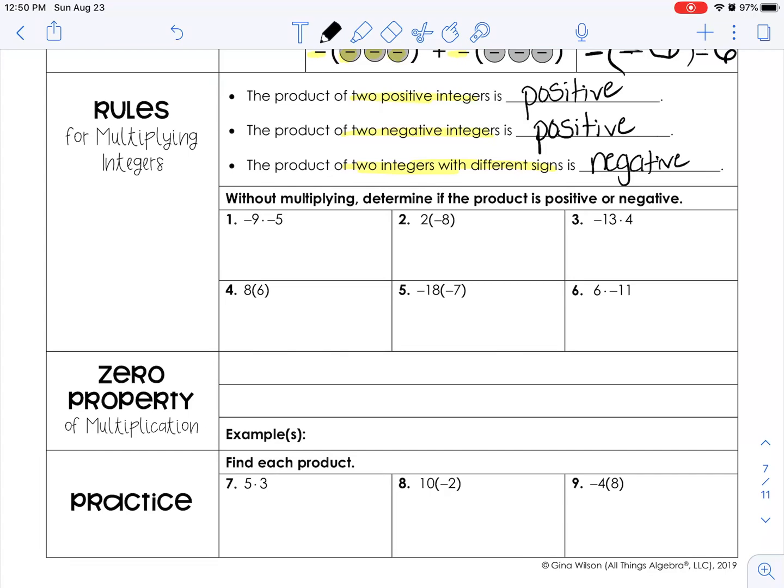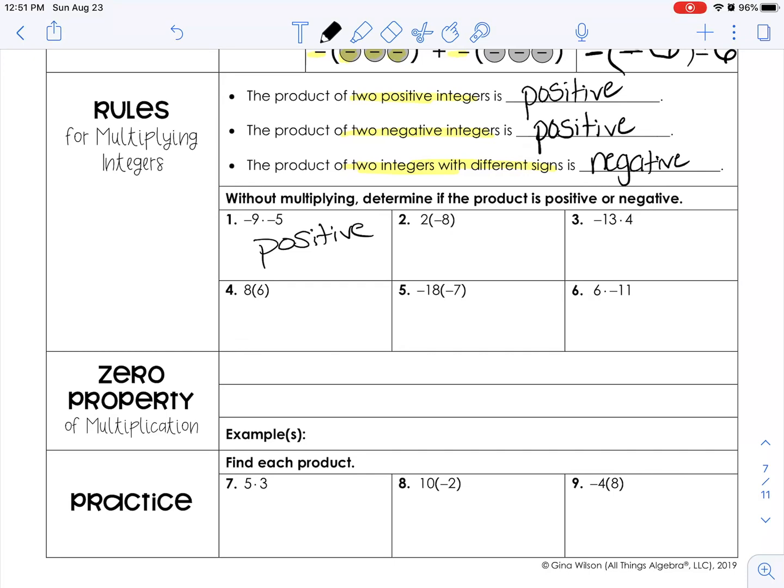Negative 9 times negative 5. First, we know that 9 times 5, we're only going to tell if they're positive or negative for these. So for this one, we have 2 negative signs, which is going to result in a positive answer. And working ahead, 9 times 5 is 45, so that would be a positive 45 if it wanted us to actually multiply that out.